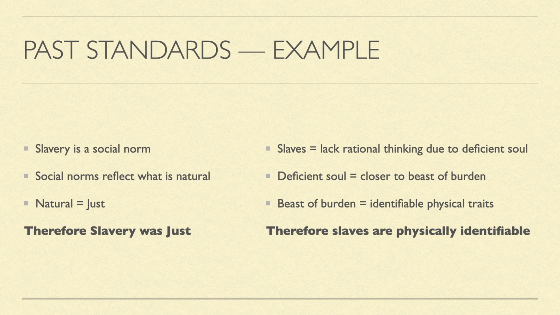Further, Aristotle claimed that slaves lacked the ability to engage in rational thinking due to them having an underdeveloped soul. Such a deficient soul, he claimed, made slaves closer to that of beasts of burden rather than to humans. And since beasts of burden had identifiable physical traits that made them suitable to their jobs, so too could slaves be identified because they are physically different from rulers.